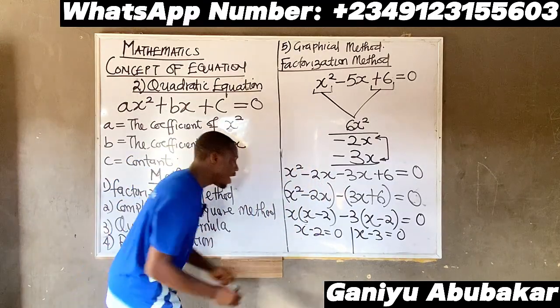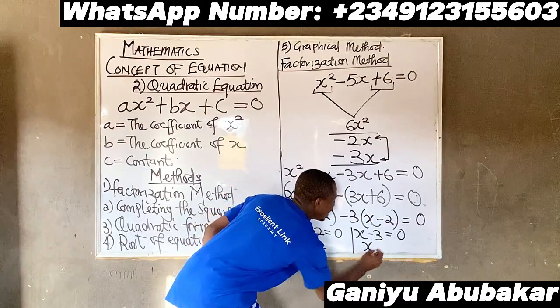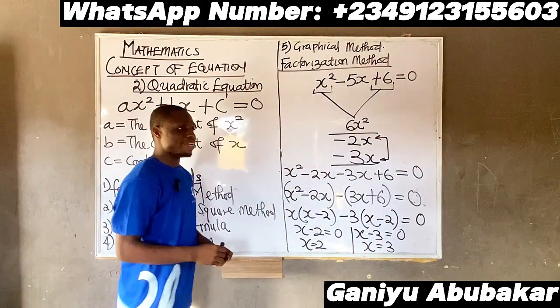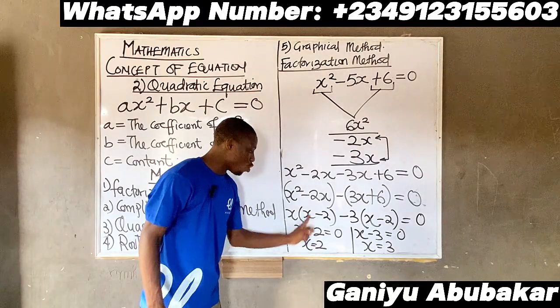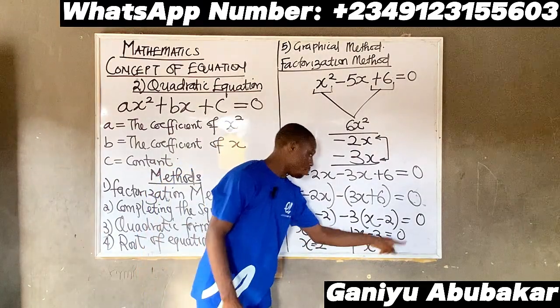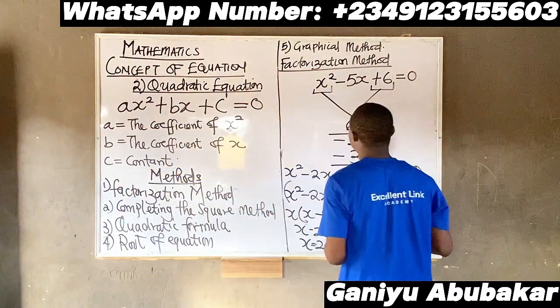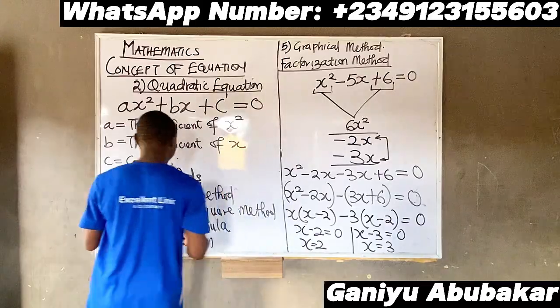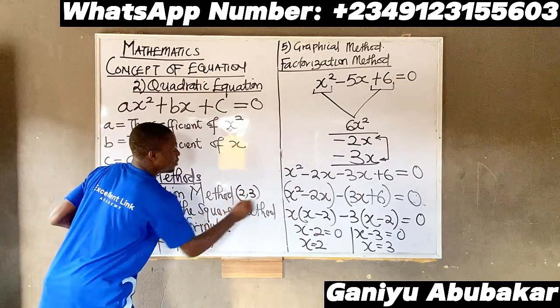So what's x here? x is 2, or x is what? x is 3. These are my two answers, because this one has minus 2 coming, so it goes there as plus 2, and plus 3. So in this question, I have my answer after using the method. The answer is 2 and 3.